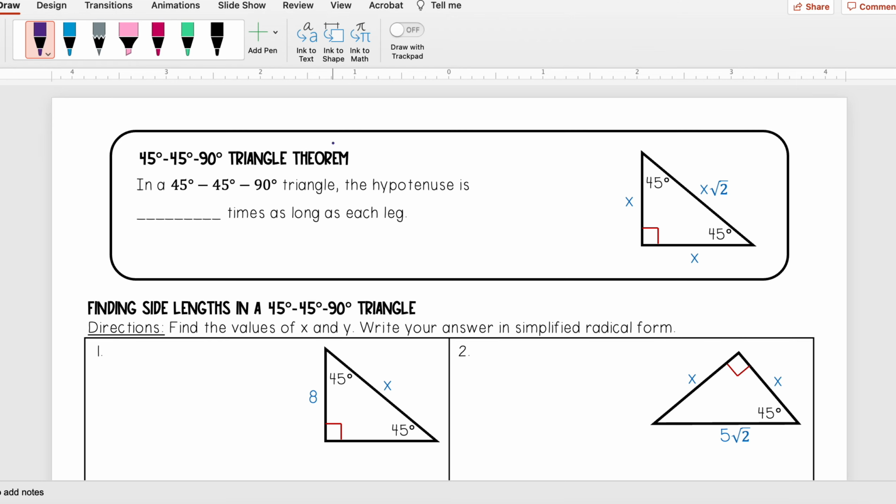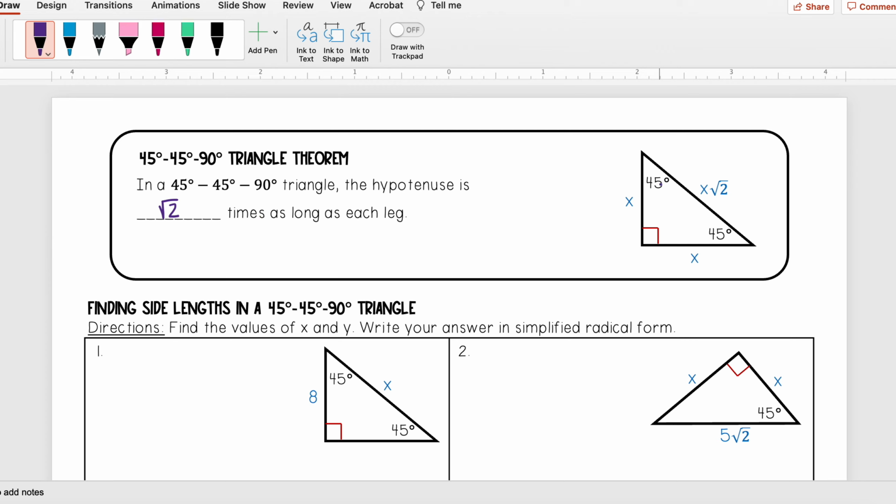In this video, we're going to be talking about 45, 45, 90 triangles. And so in this one, in a 45, 45, 90 triangle, which just means that our angles are 45, 45, and 90, the hypotenuse is the square root of 2 times as long as each leg.